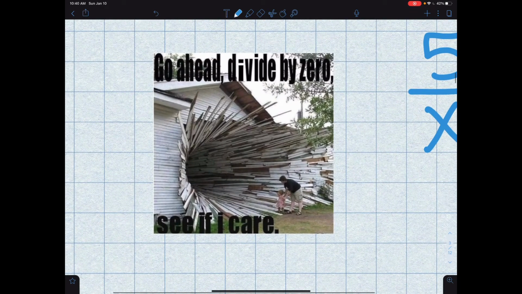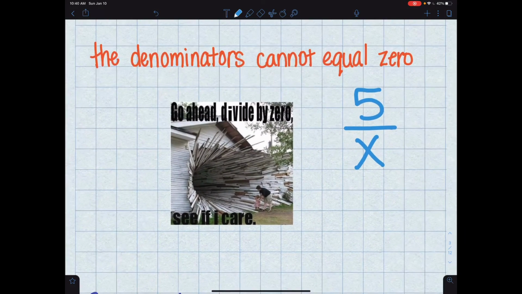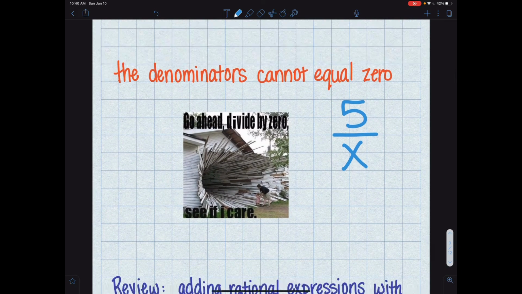See, this is what happens when you divide by 0. Go ahead, divide by 0. See if I care. All right, so can't do that. All righty.